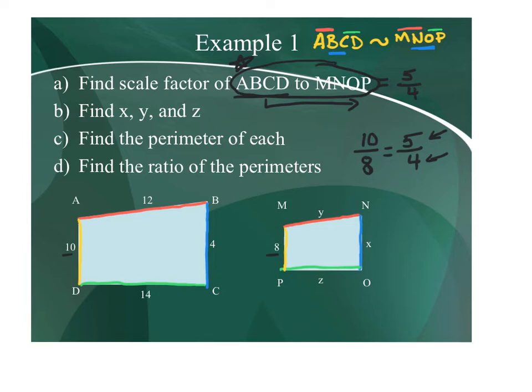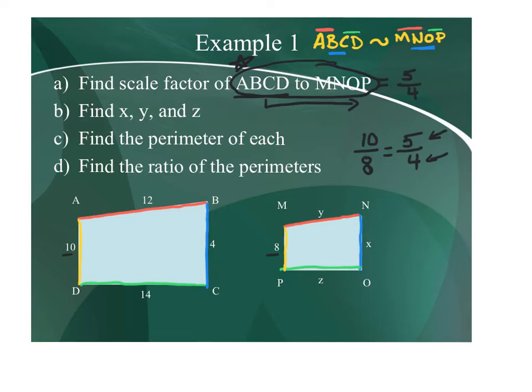Whichever one is first when we're comparing 2 things goes in the top of the fraction. So since 10 went in the top and 8 went in the bottom, that reduced to 5/4. So my scale factor is 5/4. If it said, find the scale factor of MNOP to ABCD, the reverse direction, then what would the scale factor be? 4/5, just the upside down version of that.